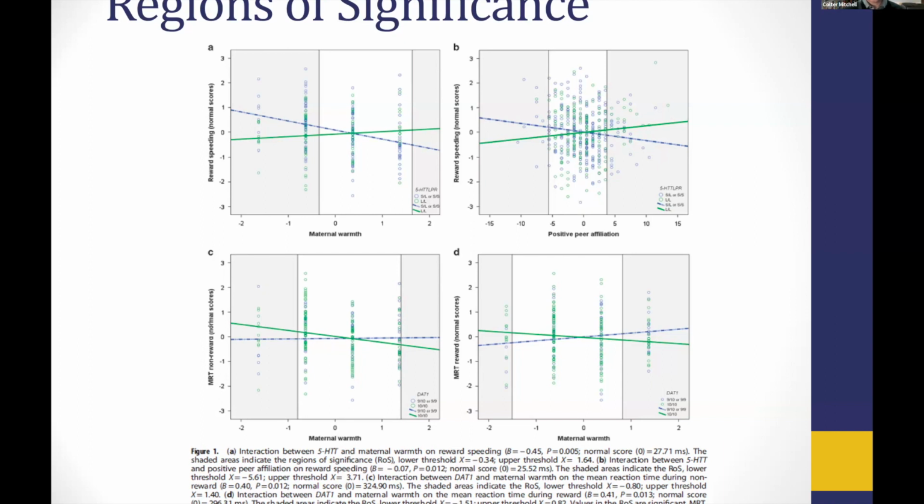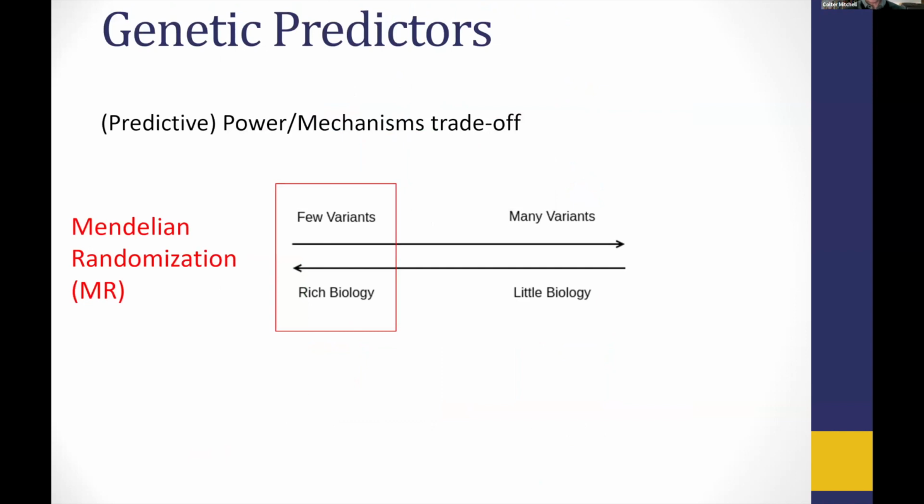So just keep that in mind. Again, we could do a whole other thing on this, on G by E. The final thing to think about with genetic predictors, and again, you could do a whole other lecture on this or come to our course. We talk about all these things.